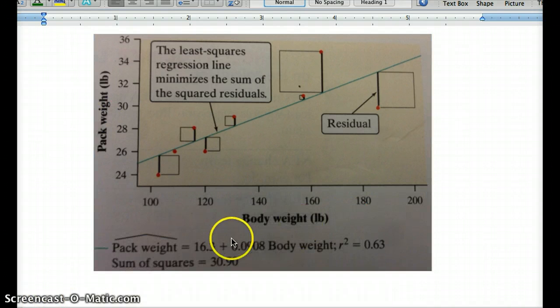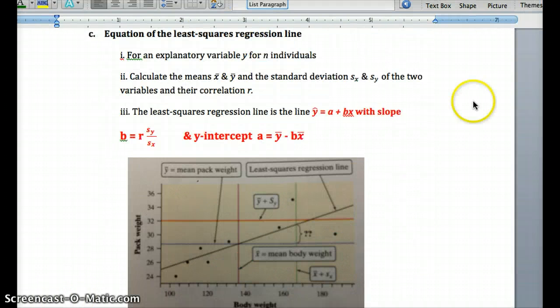And here you have the formula for the line, as well as what r squared equals, and the sum of the squares, 30.9. So you can see we have a moderate, positive association, and the sum of the squares is 30.9. That means you add up all those areas, and the line that has the smallest sum of squares is our ideal best fit line.